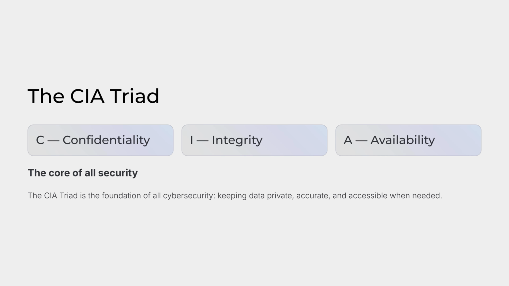The foundation of all cybersecurity is called the CIA Triad. C stands for confidentiality, keeping information private. I stands for integrity, keeping information accurate, and A stands for availability, making sure information is accessible when needed. Every security decision, tool, and strategy is built around protecting one or more of these three principles.